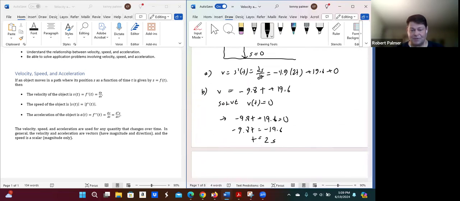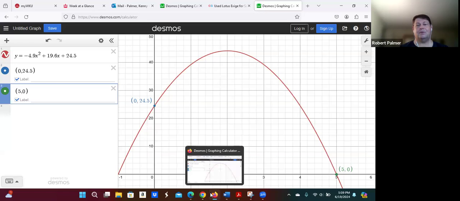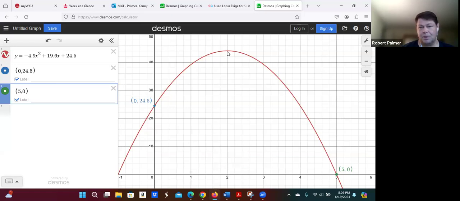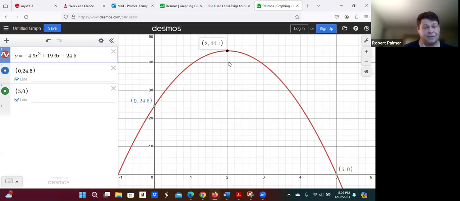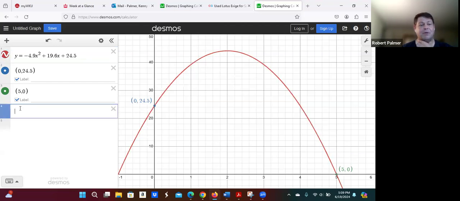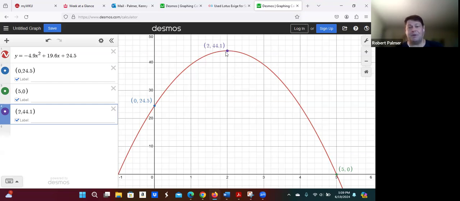Let's go back to our graph and see if that appears to be true. I believe, yeah, 2 seconds appears to be the highest point. This x is essentially our t coordinate. Let's label that point 2 and 44.1. And that's our highest point, once again at 2 seconds, which we expected. That's our maximum height.